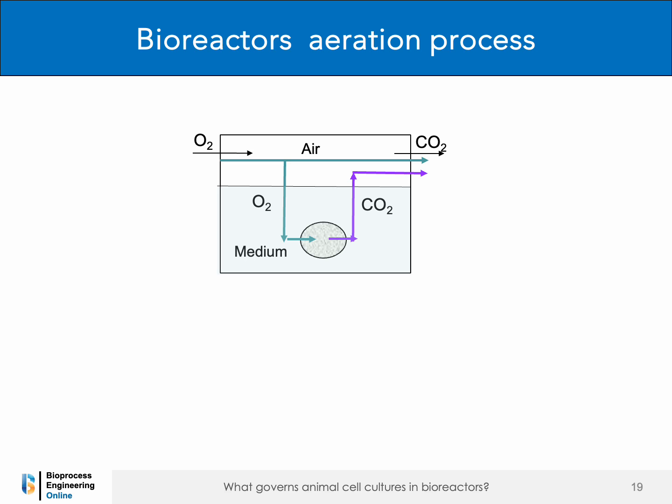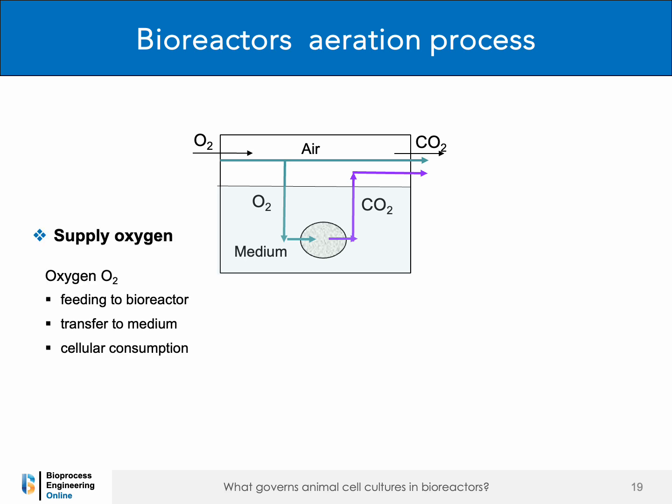Mass transfer is the second fundamental phenomenon governing cell culture dynamics, primarily controlling bioreactor aeration. Cell culture bioreactors are continuously aerated to supply oxygen, essential for cellular metabolism, and to remove carbon dioxide, a metabolic byproduct that can inhibit growth. This constant gas exchange is necessary because of the low solubility of oxygen and carbon dioxide in aqueous culture media.